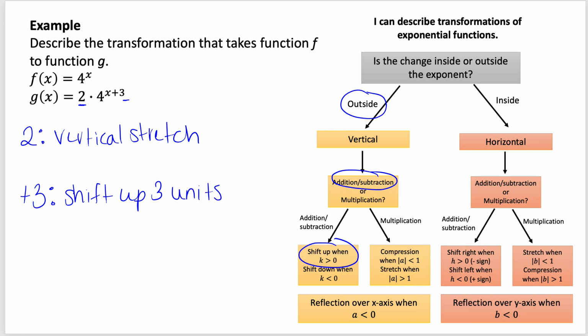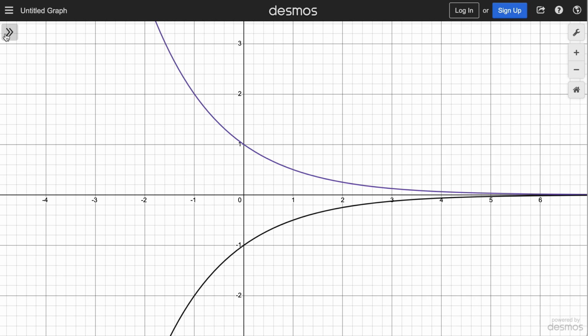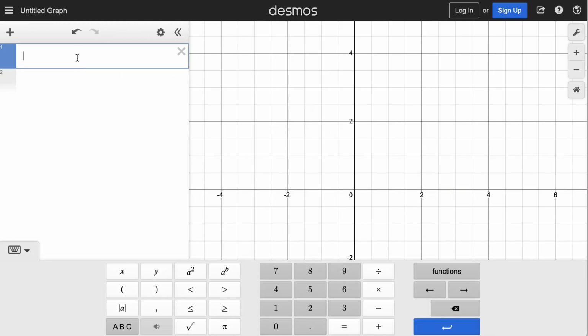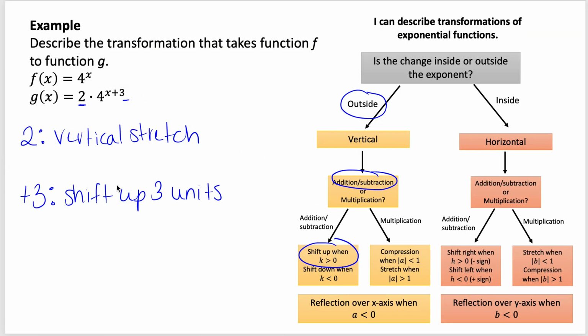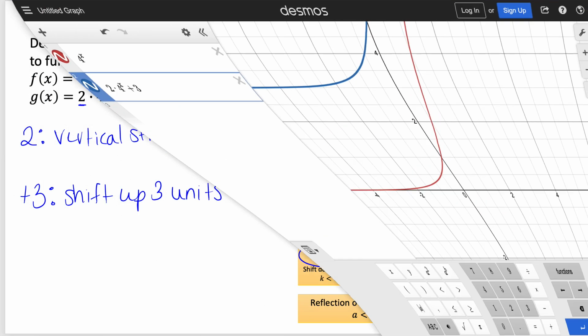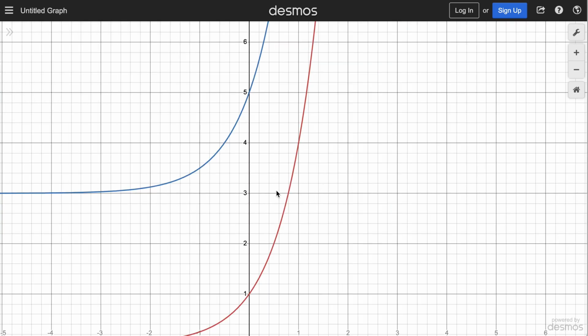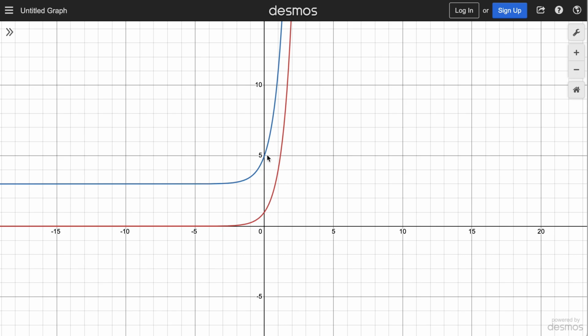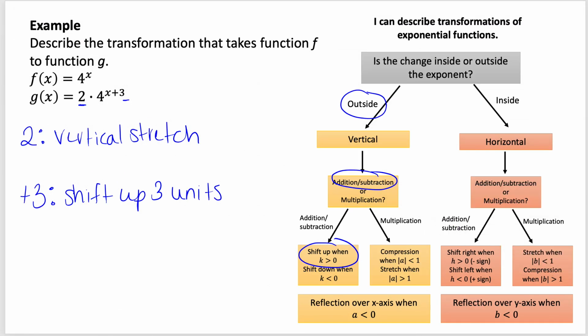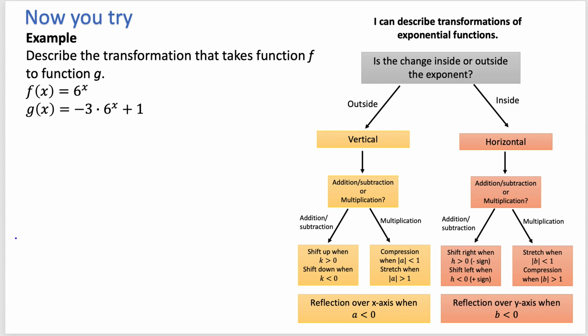Now let's go to Desmos. When we go to Desmos, we're going to clear what we have. So we have 4 to the x, and then we have 2 times 4 to the x plus 3. What we said is that it's going to be vertically stretched and shifted up 3 units. If we look at our graph, you can see that is in fact vertically stretched. If you zoom out, you can see that a little bit better. And it's also shifted up 3 units.